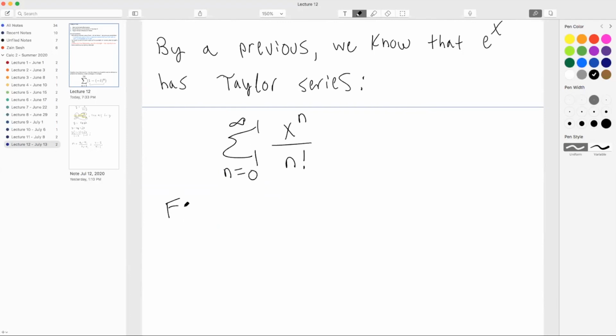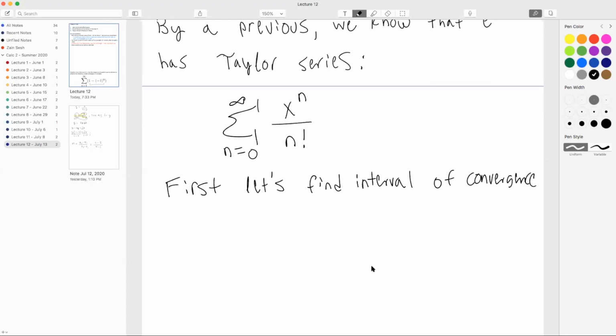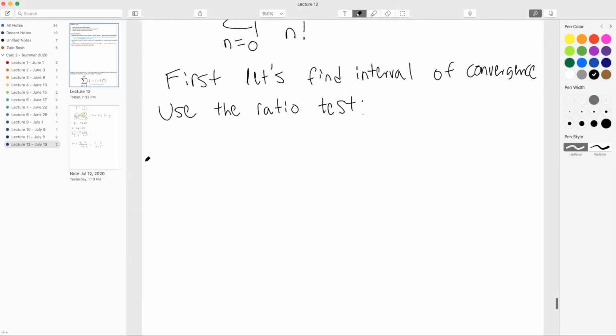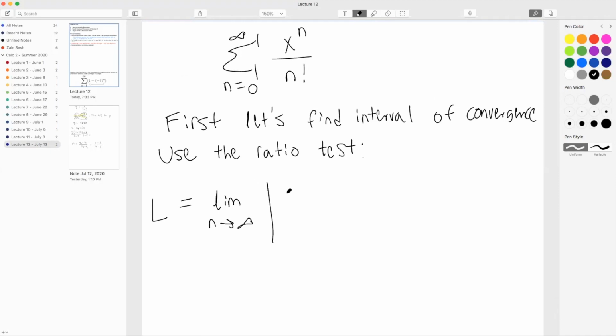So we're going to do this step by step. First let's find the interval of convergence. So that's step one. This will be a nice review of last class. So what do we do usually? We use the ratio test. For the ratio test, we need to set up this limit capital L. I hope this will be familiar from last time. It's the limit as n goes to infinity of the absolute value of the n plus 1th term divided by the nth term.